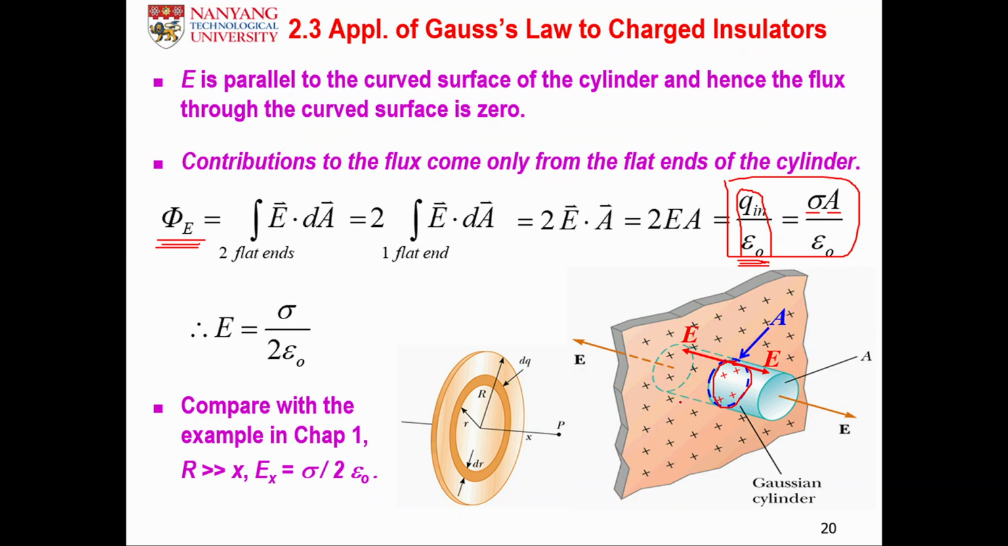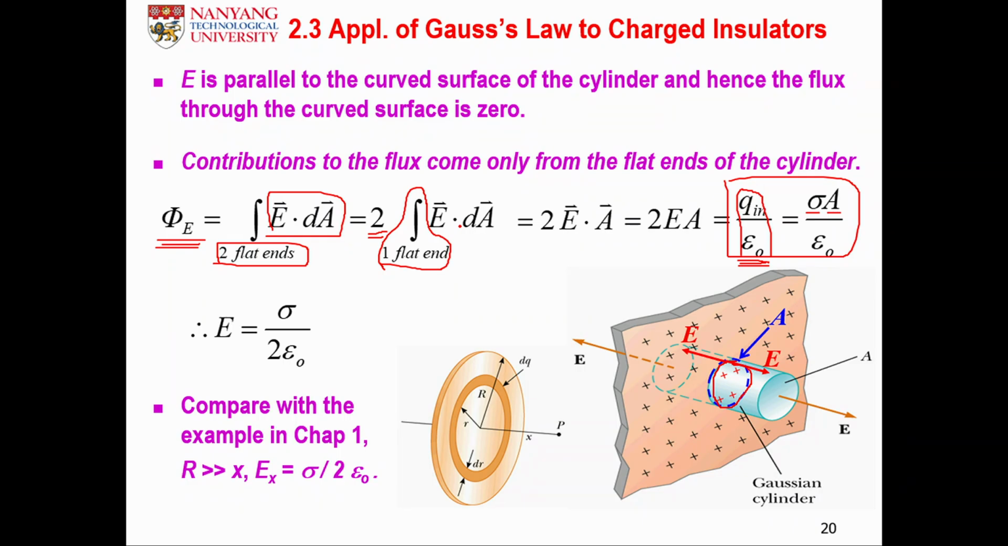And again, by symmetric argument, we can tell the magnitude of the flux should be the same, because E and A are the same for both surfaces. So that is why all you need to do is to do this integration for 2 flat surfaces. And these 2 flat surfaces should be the same. So it's a factor of 2, and you do the integration for 1 surface.